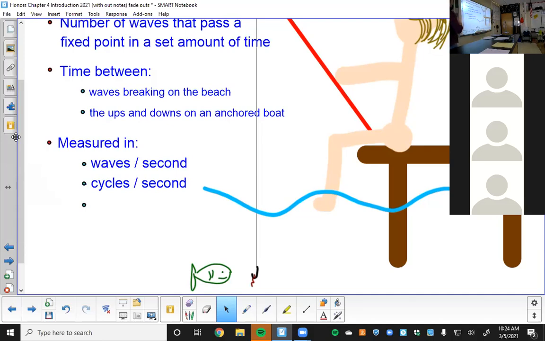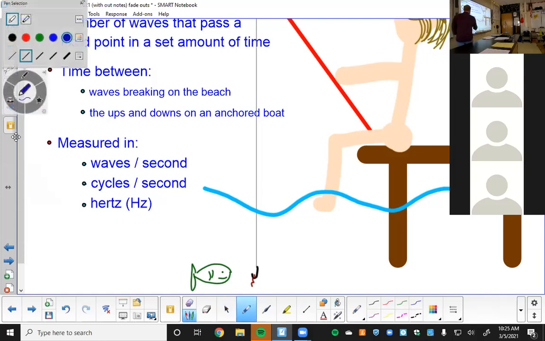The one that we're going to use as our go-to, even though they all mean the same thing, we're going to use hertz. Hertz refer to the occurrence of something per second. Something per second is a hertz. In fact, there's another one here that I could add to that. Sometimes I'll do this.